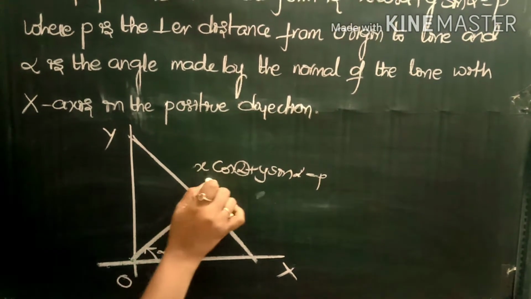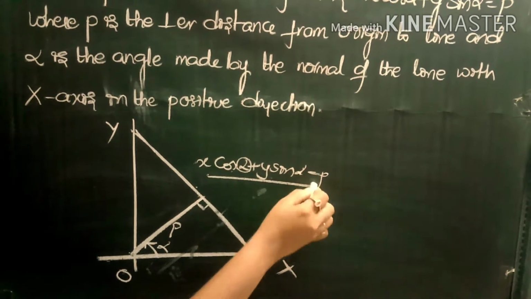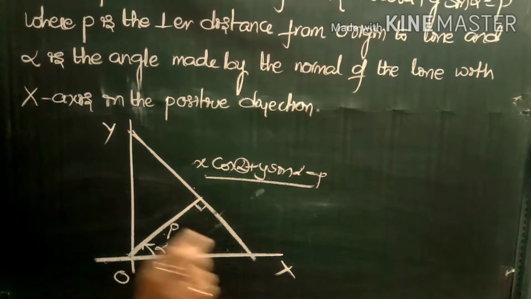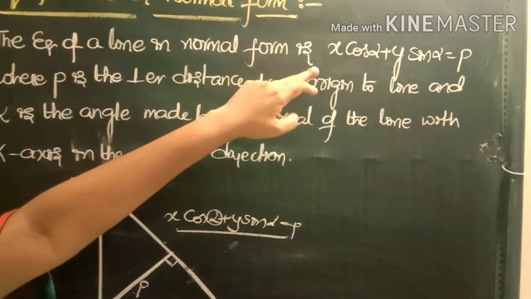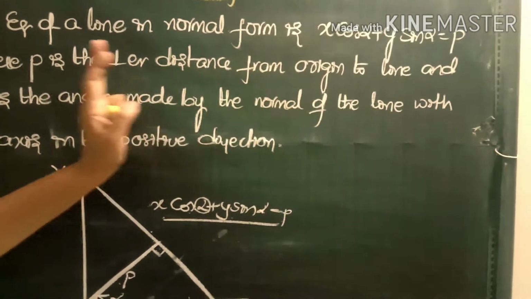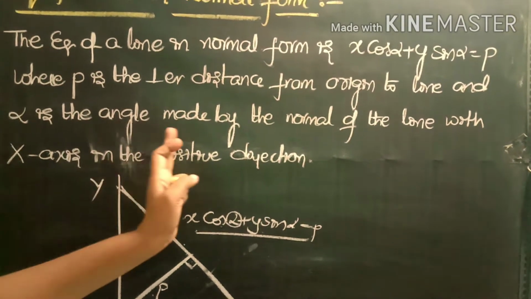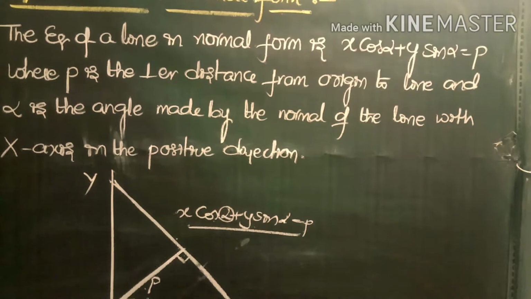Then we can take the equation of the line in the normal form as x cos alpha plus y sin alpha is equal to p, where p is the perpendicular distance from origin to the line. Now that is the formula. The equation of the line in normal form is x cos alpha plus y sin alpha is equal to p. Here p is the perpendicular distance from origin to the line, and alpha is the angle made by the normal of the line with the x-axis in the positive direction. That's all.